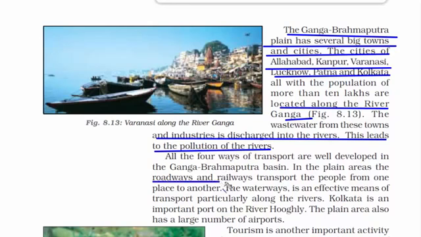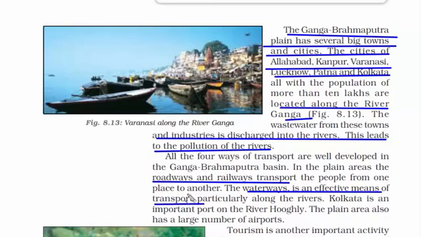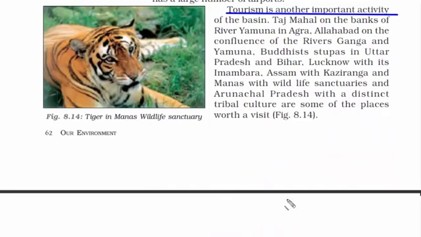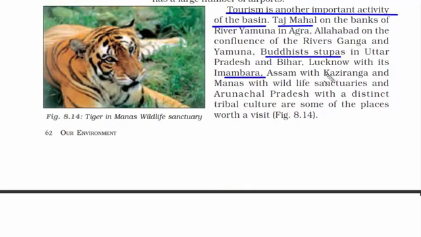In terms of transportation, railways, roadways and waterways are very effective means of transportation. These plain areas also have a large number of airports. These two river basins have also flourished the tourism industry. Taj Mahal, Buddhist stupas, then Imambara, wildlife sanctuaries like Kaziranga, Manas, and the distinct tribal culture of northeastern part of India attract a lot of tourists from all over the world.